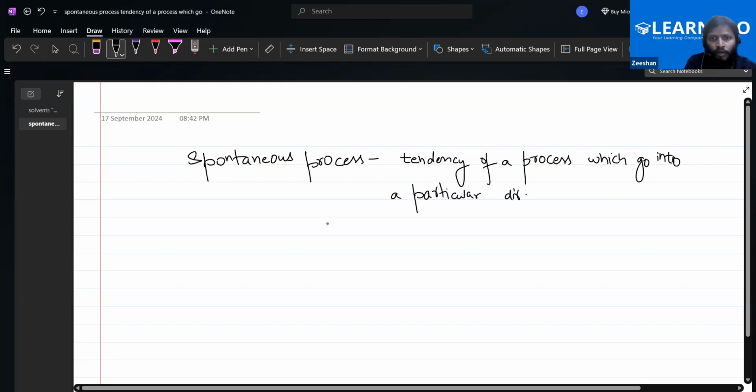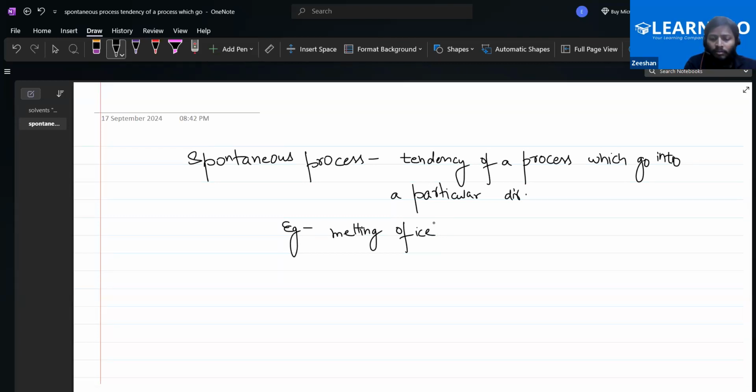So what do we mean by it? For example, melting of ice. Simple. Do you have to work on it to melt ice? No, sir. But if you want to make ice from water, what do you have to do? You have to put that water in the fridge so that it becomes ice.